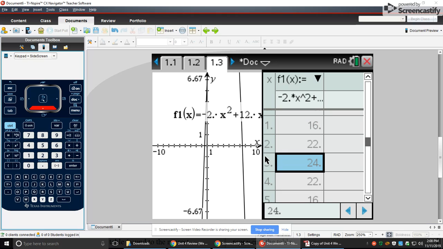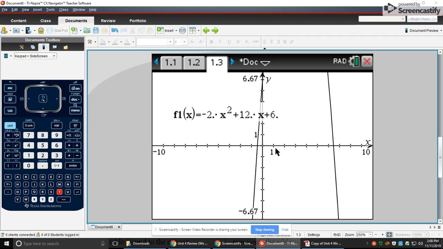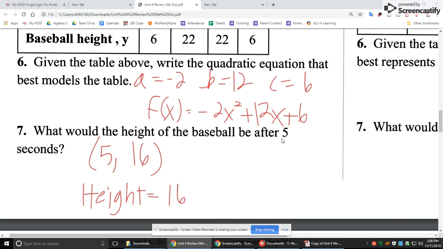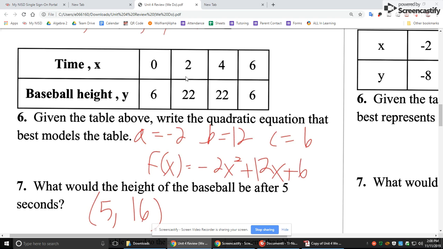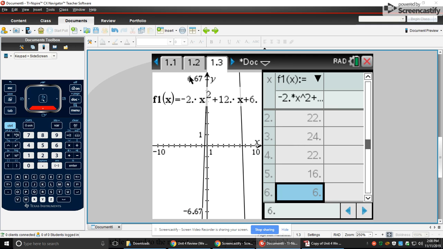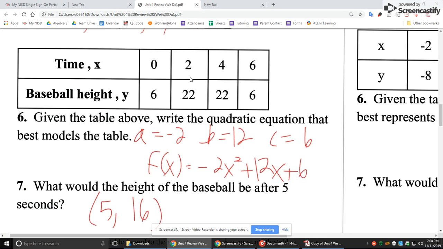And Control T is nice because let's say I didn't know what to do. I would graph the functions that are given to me in the answer choices, and then with Control T, you can easily verify the points that were given to you. So 0, 6, 2, 22, those show up in the table. So that's how I know I have the right function.